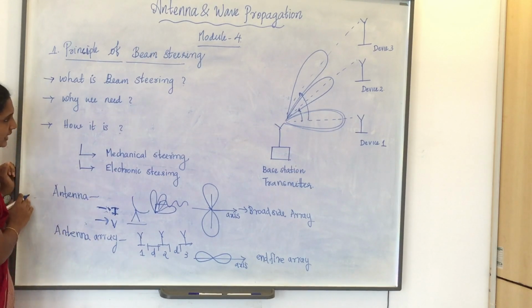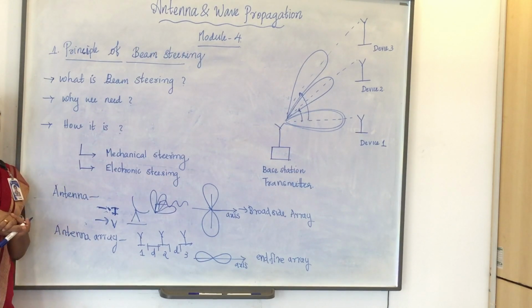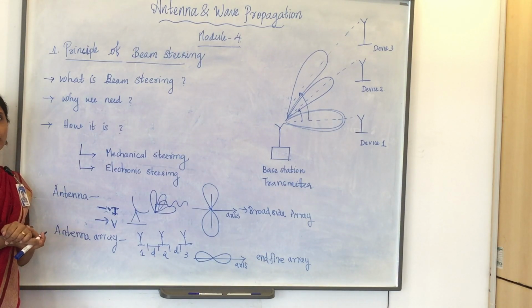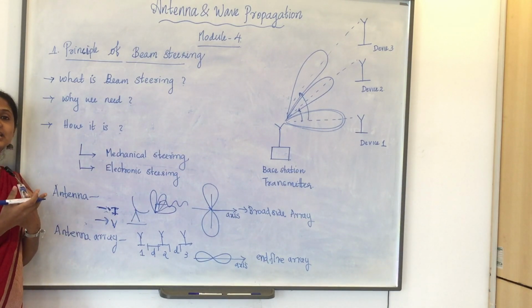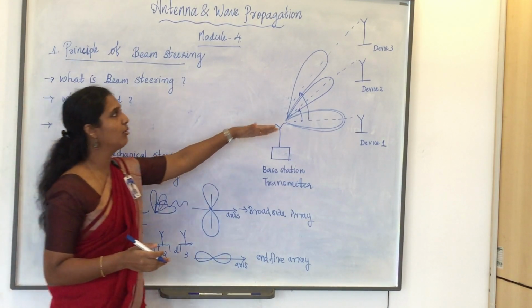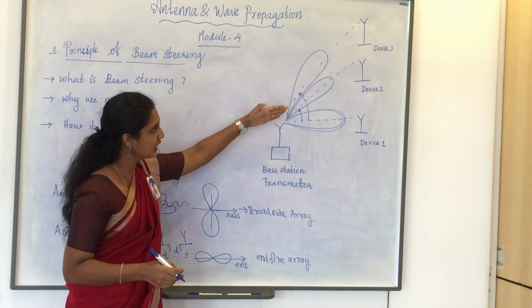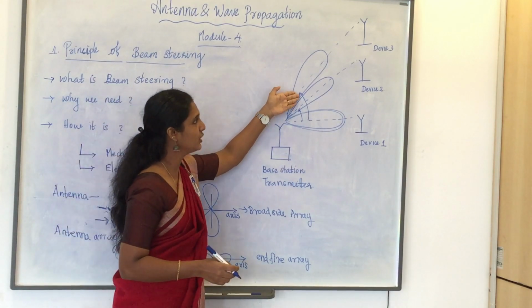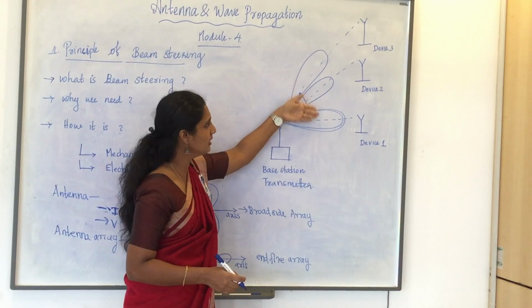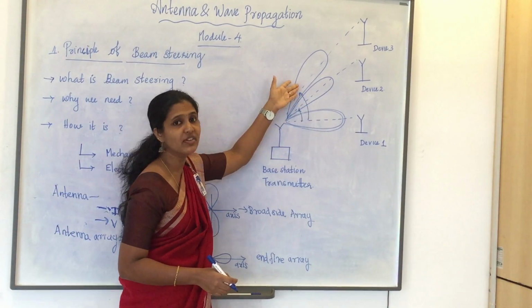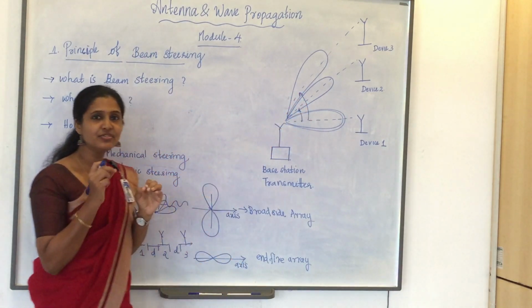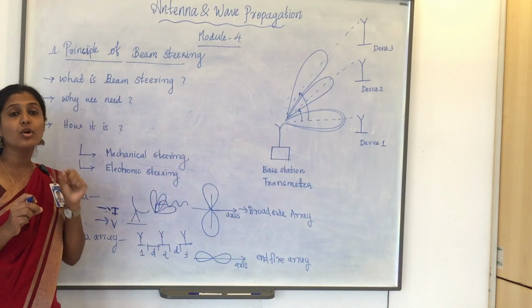Okay. Then how can we change that? We can change that progressively. Why progressively? Progressively means we can make the steering continuous. That means there are so many devices. We can connect to one device, then to 2, then to 3, and this happens continuously. What we have to do is change the phase of the current progressively.